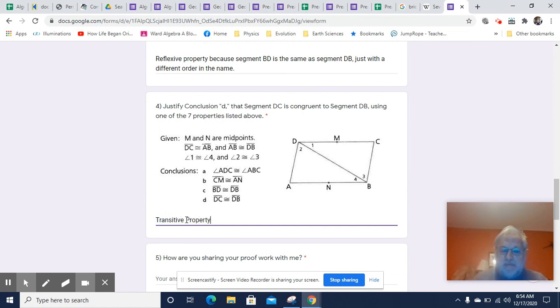That is probably your best bet, because we can say we know DC is congruent to AB, which is congruent to DB. So DC is congruent to DB.